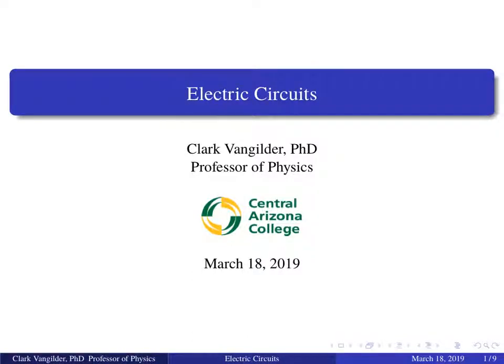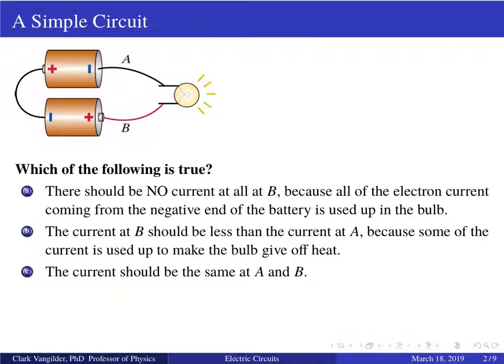All right, so circuits. So here's a situation. Two batteries, like batteries you put in flashlights. And notice how they're hooked up. Positive terminal of one battery directly connected to the negative terminal of the other battery.